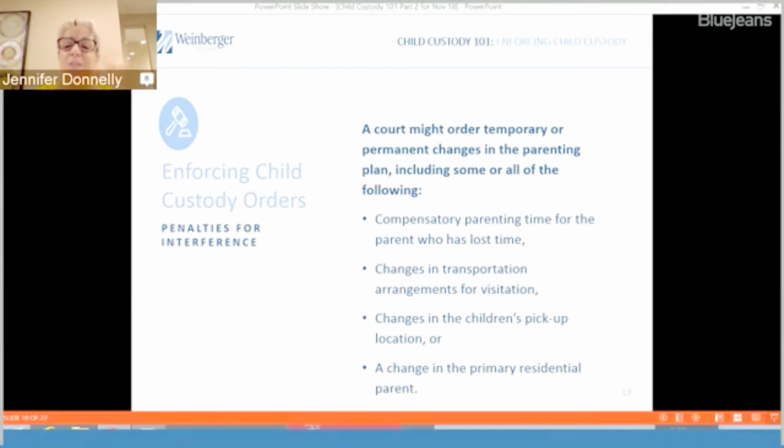Changes in pickup location, sometimes you'll see this at police stations, especially if this is a really acrimonious and angry situation. Courts don't like to have pickup and drop off at police stations because it can tend to make the child a little bit intimidated. So perhaps you could do a neutral location like a restaurant or a park. And in really, really severe situations, a change can be made by the court to custody. So if one parent has residential custody and is refusing to send your child for parenting time, and they keep doing this willfully, then the court can change custody.